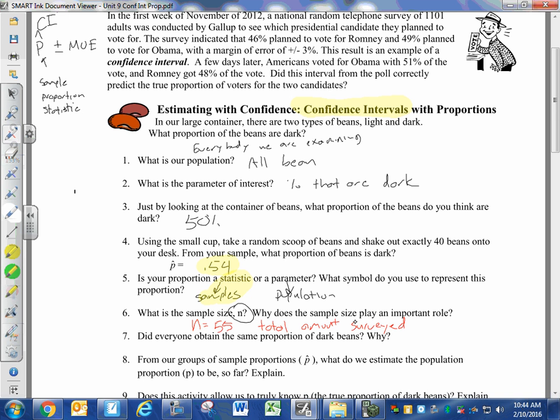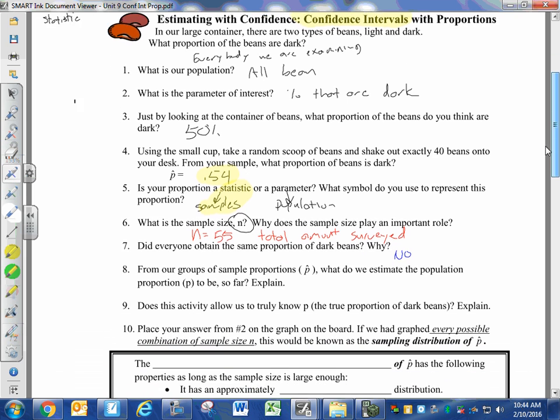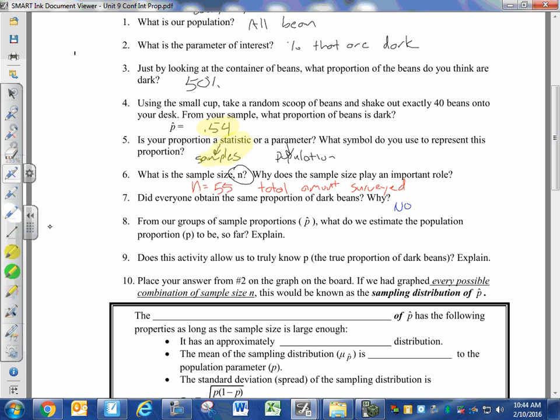If everybody took a sample, would everybody obtain the same proportion? No. What we'll find out is that they're going to be normally distributed. We'll get to that later. Does it allow us to truly know the true proportion? No, but if we have a extended kind of range, we will be able to say that we are fairly confident that the actual proportion is going to be between two certain values.